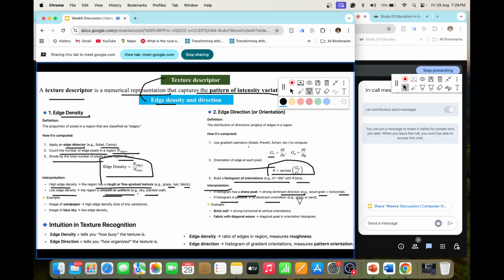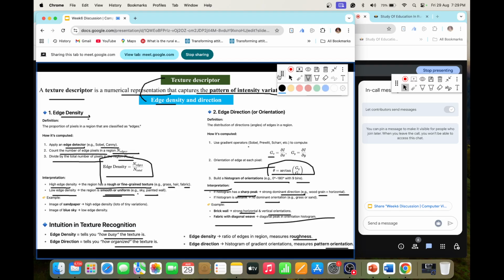Examples: a brick wall has strong horizontal and vertical orientations, and a fabric with a diagonal weave has a diagonal peak in the orientation histogram. You can just read the theory. As for intuition in texture recognition, edge density denotes how busy the texture is, while edge direction tells how organized the texture is. Edge density gives the roughness, and edge direction gives the pattern orientation. So this is our first texture descriptor, edge density and direction.